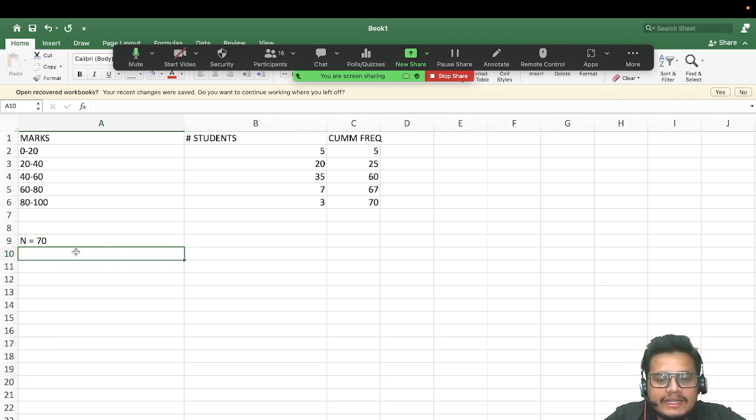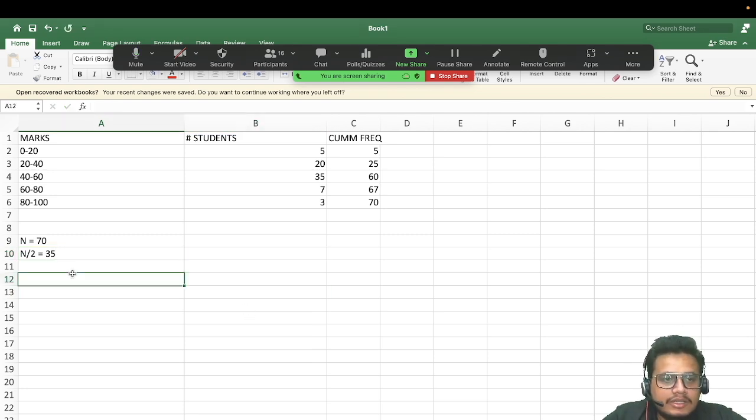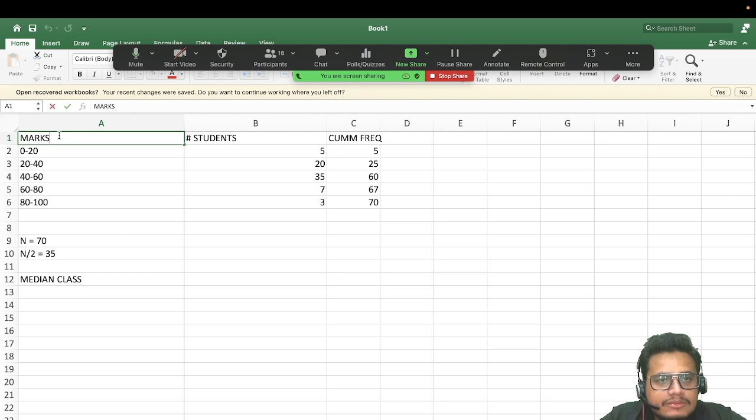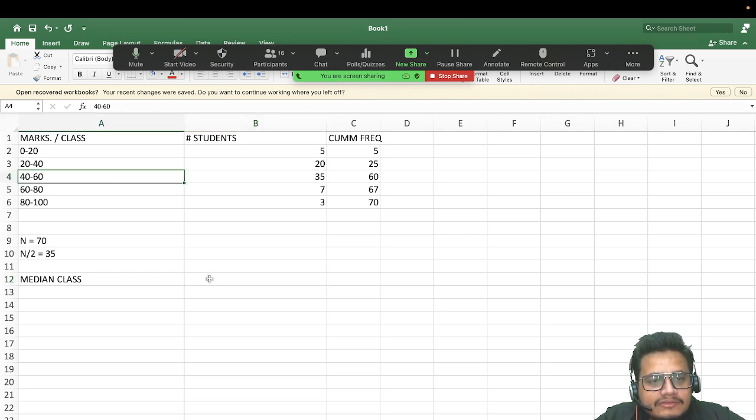Now we need to find the median. Now median will be n by 2, 35. मैं भी सिंपल लेता हूँ. अब जो आपकी 35th की टर्म है, ये कौन सी क्लास में लाई कर रही है, मीडियन क्लास क्या होगी इसकी, मार्क्स को we can also say it as class. Your 35th term is lying in which class, 40 to 60 ना, 40 to 60.